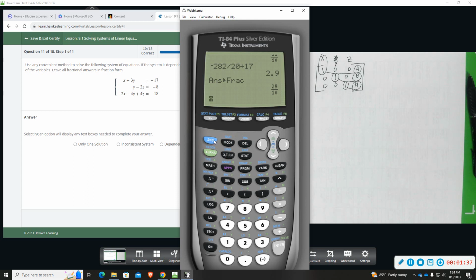I'm going to go to second matrix. Actually, let me clear out what I have. So I'm going to do second quit. I'm going to erase what I have in the calculator. Second plus sign, the number 7, number 1, number 2, it will erase everything. So when I go second matrix, there's nothing there. So I'm going to go over to edit.